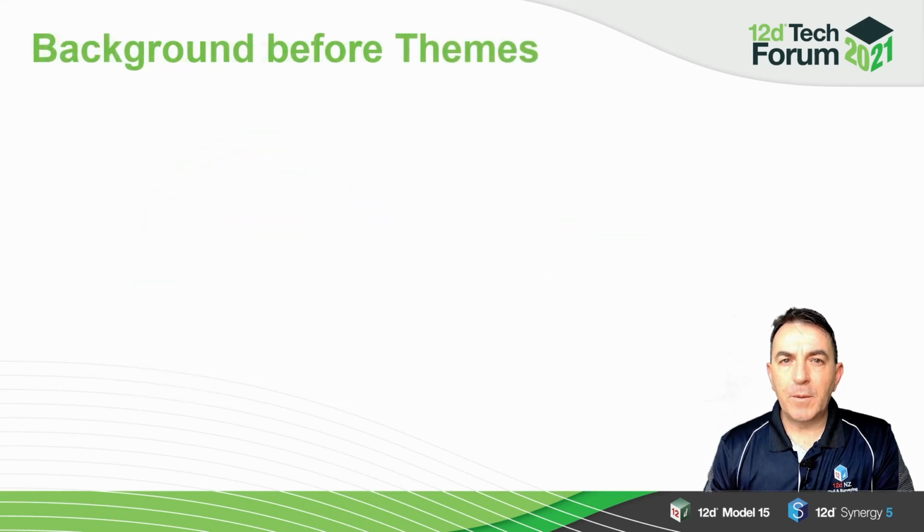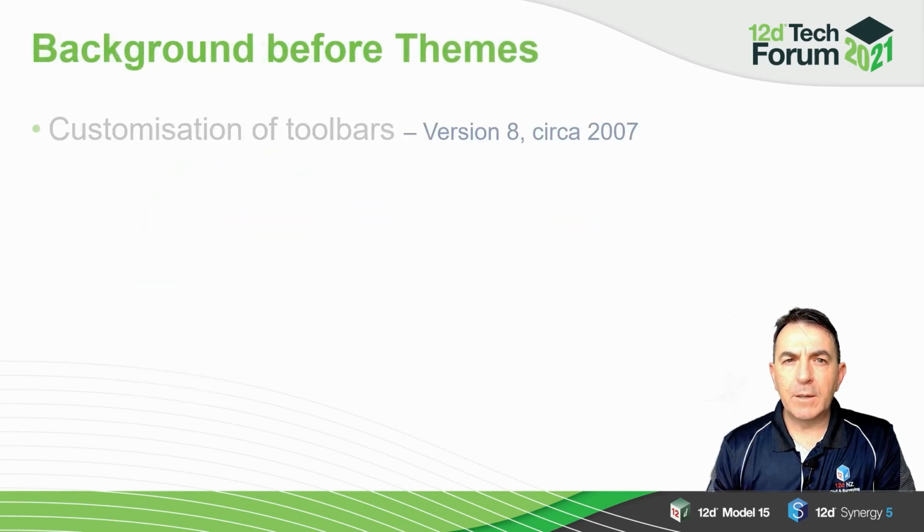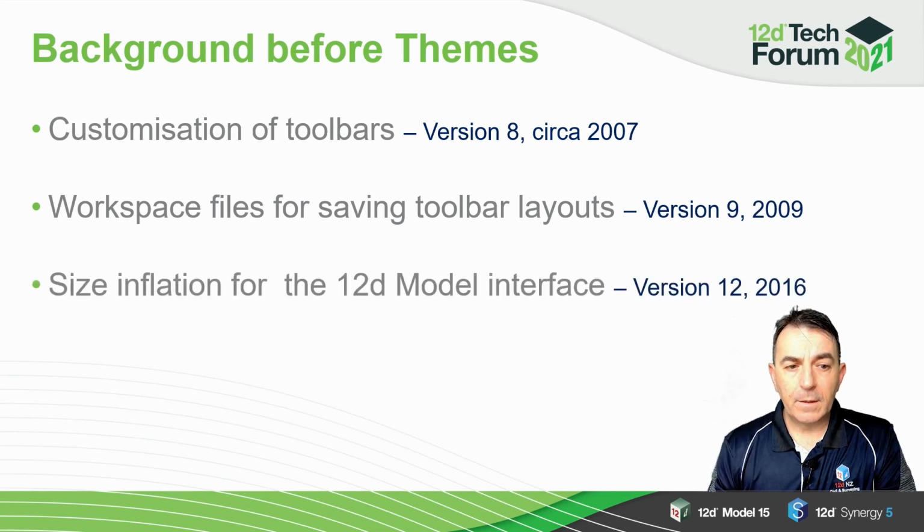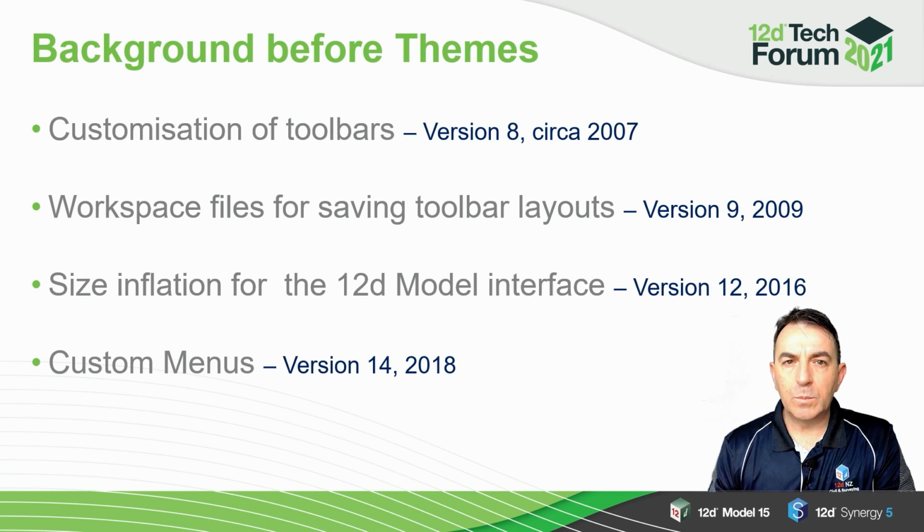So first up is a bit of a background before themes, just really a bit of a timeline. In 12D you could customise your own toolbars in version 8, which was about 2007. Then in version 9 we gave you workspace files for saving your own toolbar layout favourites. In version 12, size inflation for the 12D model interface, i.e. you could make your icons larger or smaller. Custom menus was brought in version 14 in about 2018.